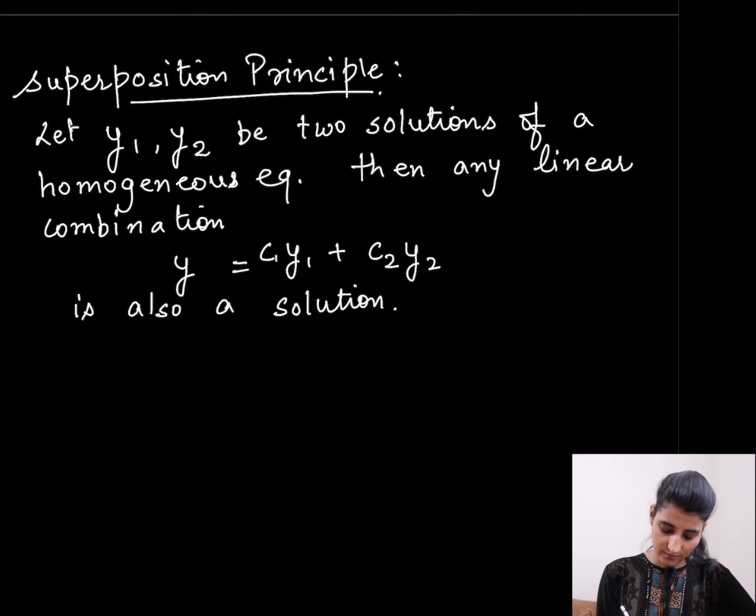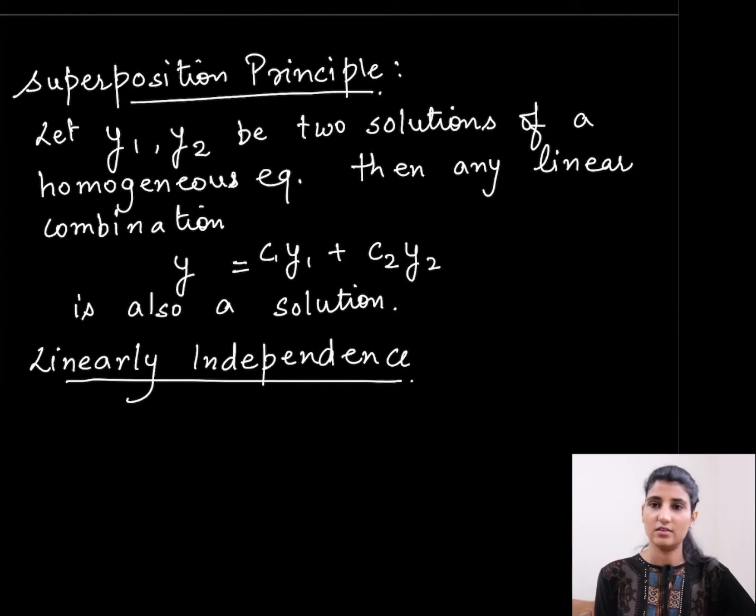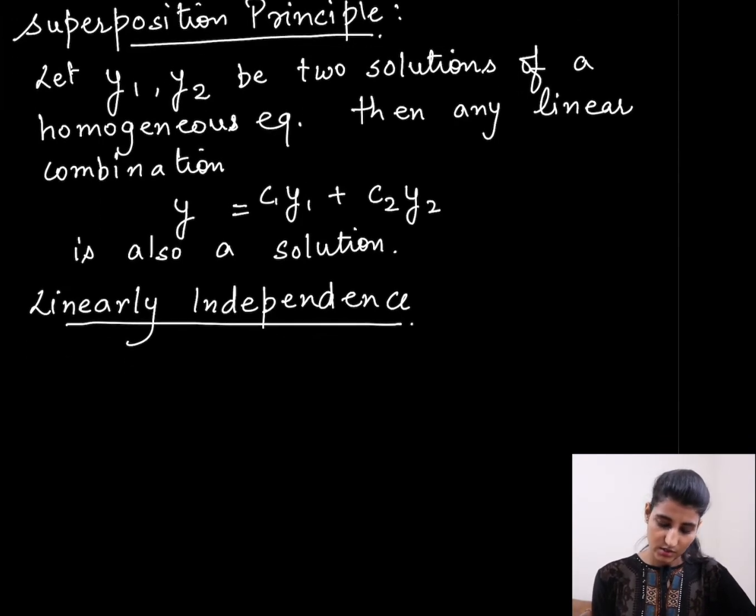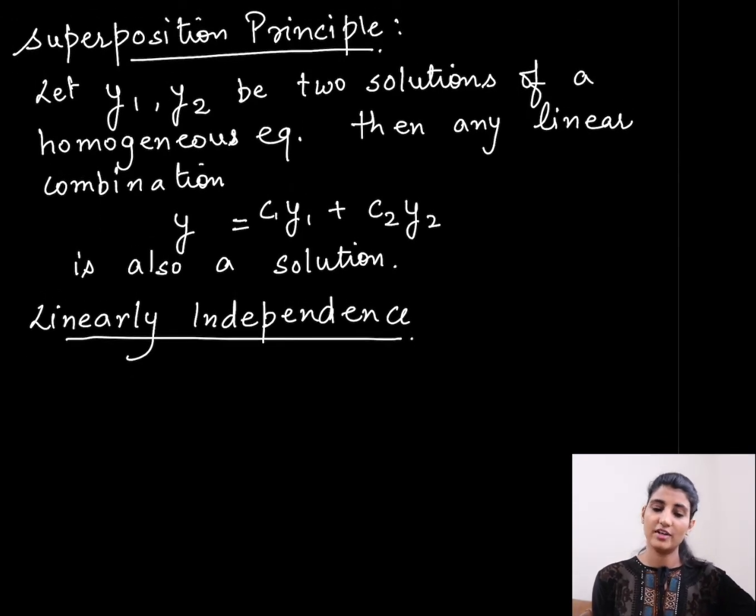Next, we are going to talk about what it means to say the functions are linearly independent. And we are starting with two functions only, but later towards the end of this chapter we are going to generalize all the definitions and all the terminologies. So what does it mean to say that two functions are linearly independent?